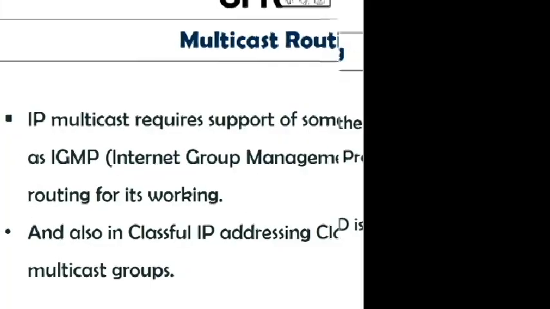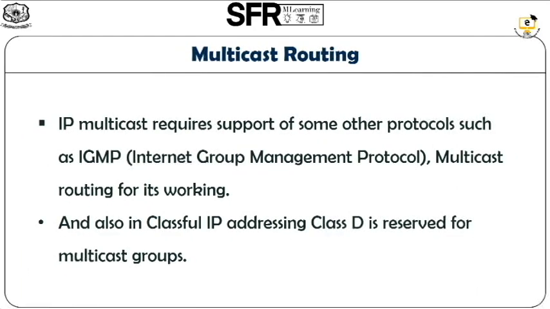So, here the multicast routing IP protocol will be used and for the group management the IGMP protocol will be used. And in classful IP addressing, we already know that there are 5 types of addressing: class A, class B, class C, D and E, and in that classful addressing particularly class D is reserved for multicast routing.